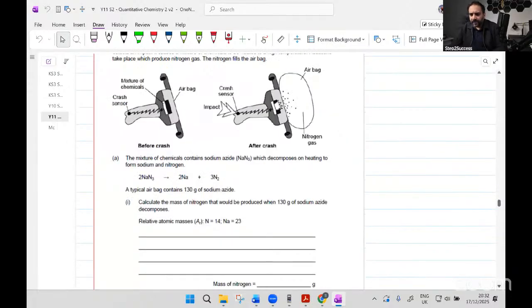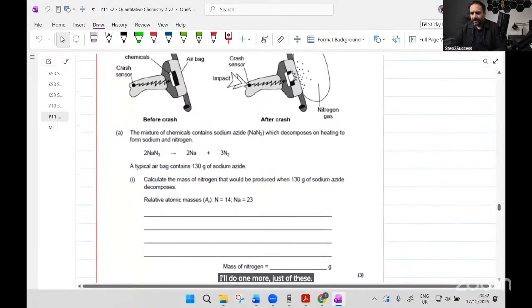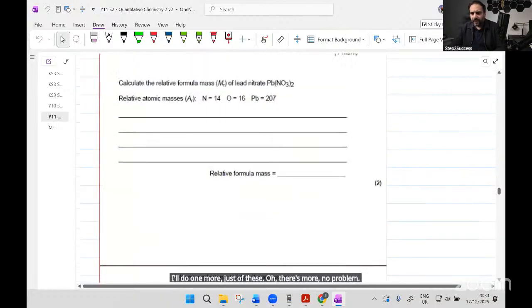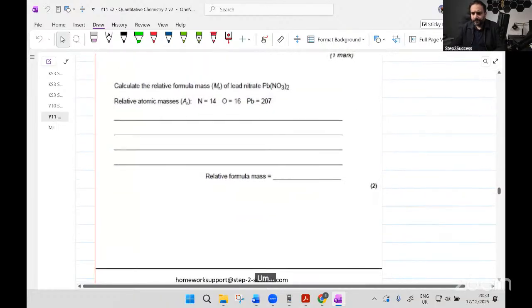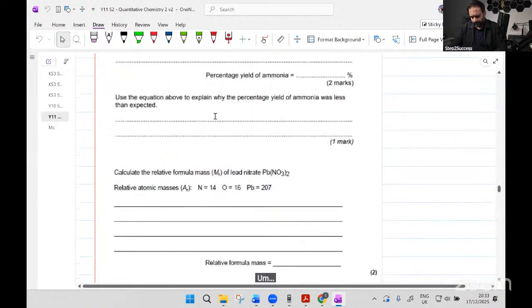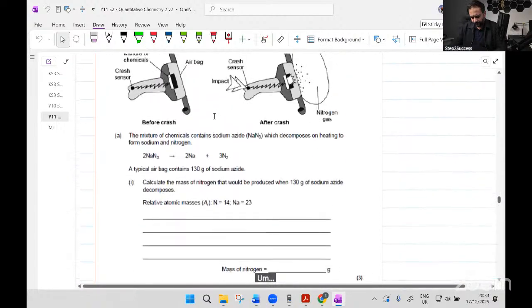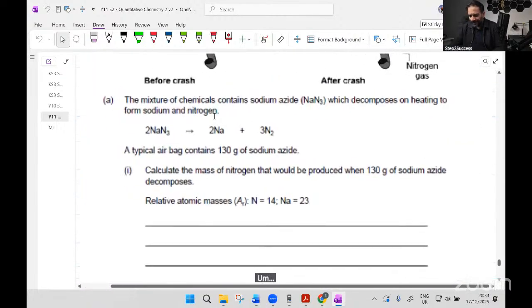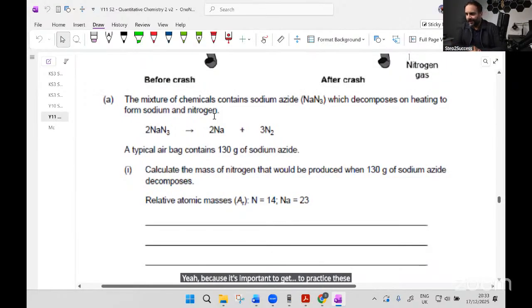I'll do one more, just of these. Oh, there's more. No problem. Yeah, because it's important to get to practice these enough so that you get the hang of it.